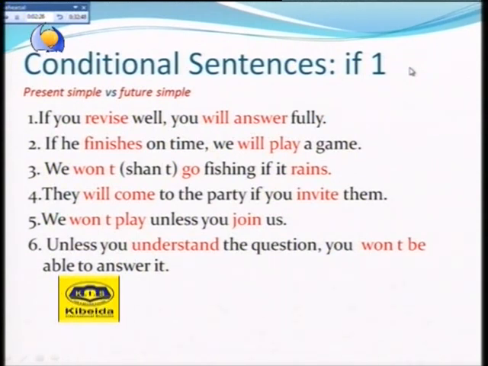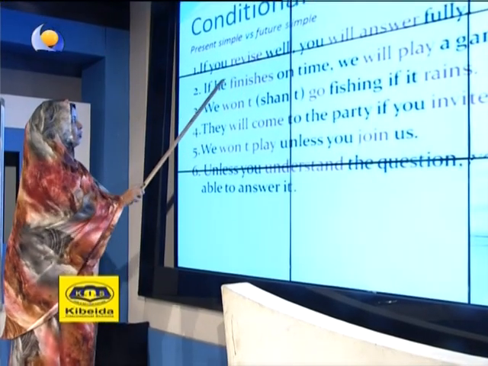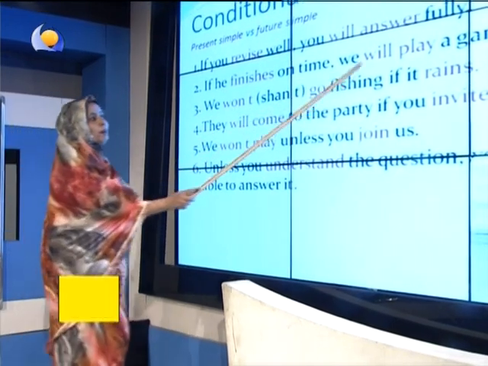If he finishes on time, we will play a game. In the if clause, I have the verb finishes, because the subject is he. What will happen if he finishes on time? We will play a game.